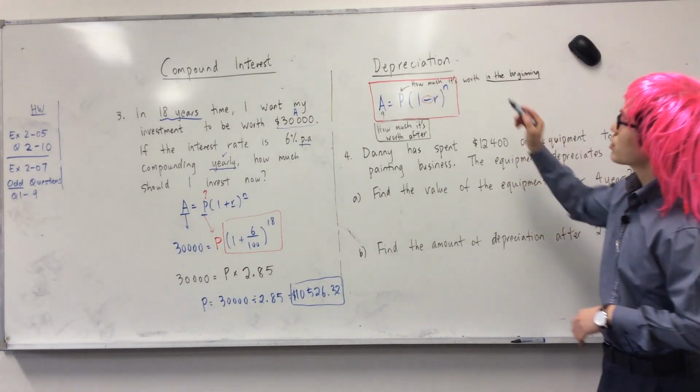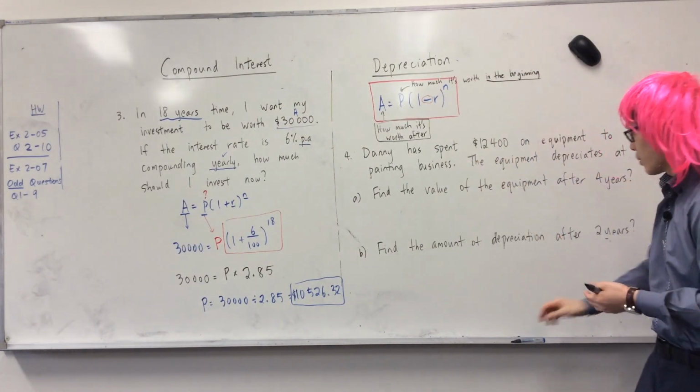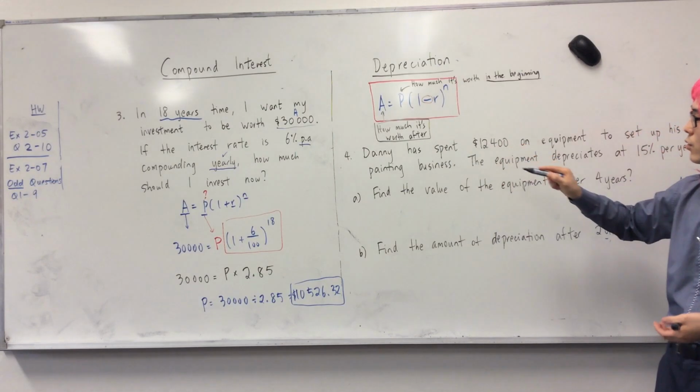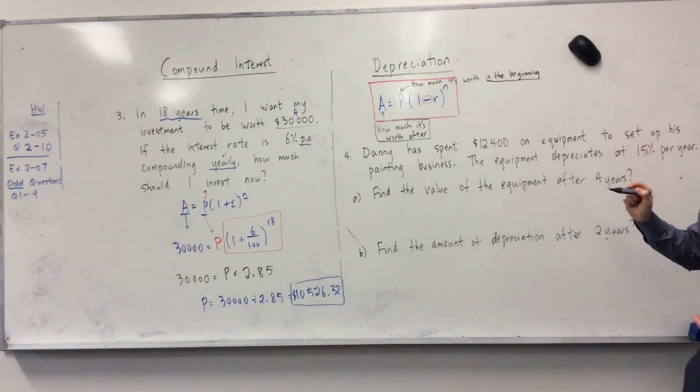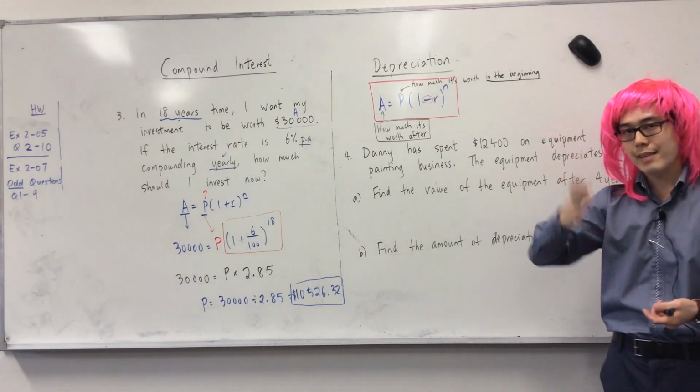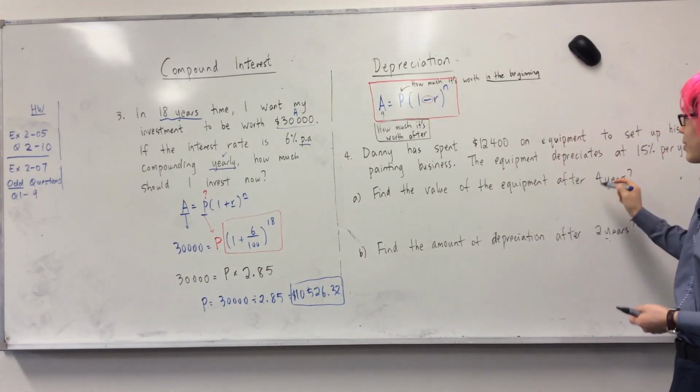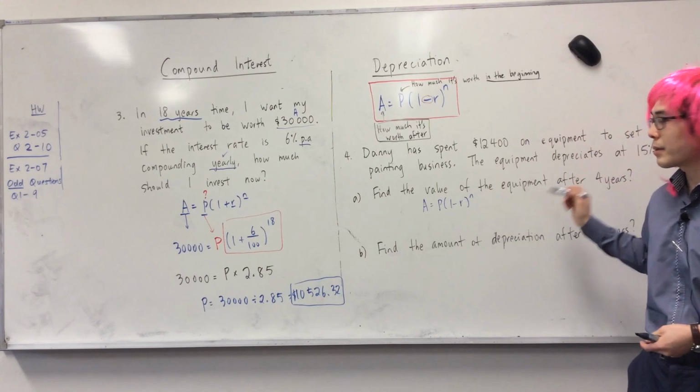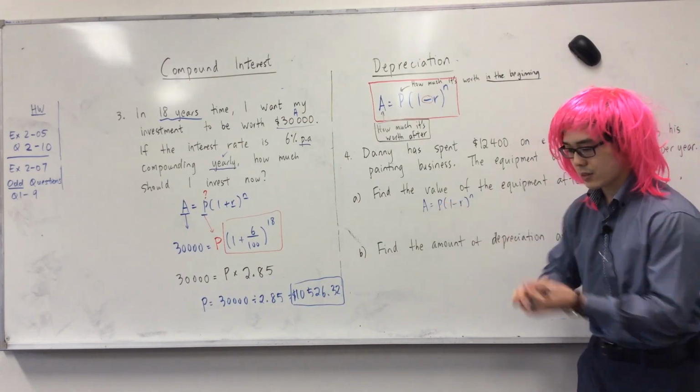All right, so let's put this formula into an actual example. We have here, Danny has spent $12,400 on equipment. The equipment depreciates at 15% per year, so it goes down by 15% every year. Find the value of the equipment after 4 years. So we want to know how much it's worth after some time. So this is the question.